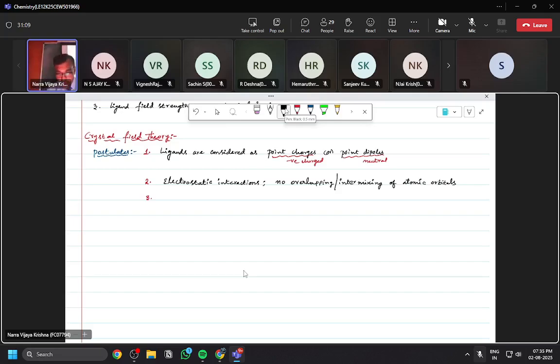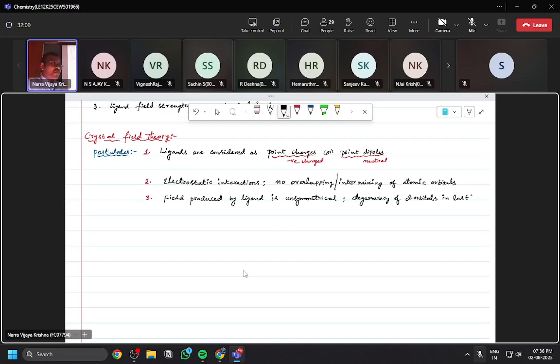Is it clear? So the field produced by the ligands is not symmetrical. If it is not symmetrical, what happens to the degeneracy of d orbitals? The degeneracy of d orbitals is lost. When degeneracy is lost, the d orbitals which are along the axis will have different energy compared to the d orbitals which are between the axis.